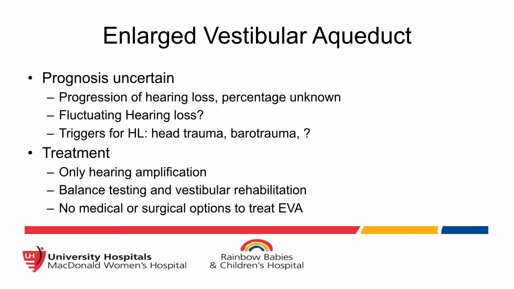Treatment-wise, really we're left with just hearing amplification, either hearing aids or cochlear implants, depending on the severity of the hearing loss. Sometimes balance testing and, if necessary, vestibular rehabilitation can be employed. But really, there are not any medical or surgical options to treat EVA. There has been work in animal models for endolymphatic sac abnormalities, but nothing for EVA specifically.